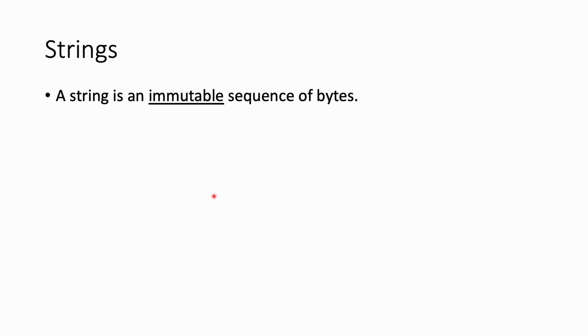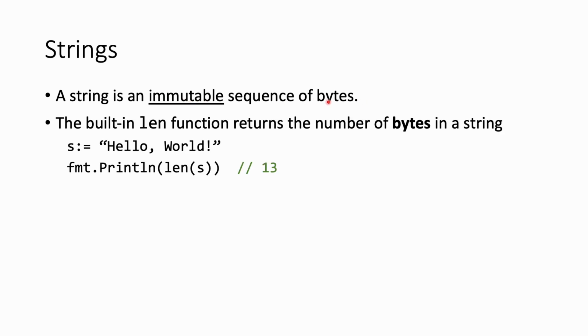You probably already know what a string is in other programming languages such as C, C++, and Java. A string is typically defined as a sequence of characters in other languages. In Go, a string is an immutable sequence of bytes. The built-in function len takes a string as argument and will return the number of bytes in the string.